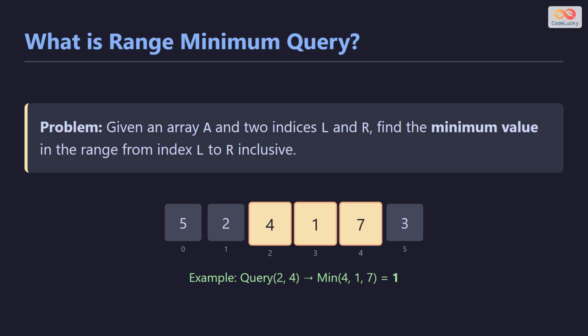Let's first define the problem. Imagine you have a list or an array of numbers. You are given two index positions, left and right. Your task is to find the smallest number within that specific range. For example, in the array shown here, if we look at indices 2 through 4, the numbers are 4, 1, and 7. The minimum of these is 1. That is our answer.